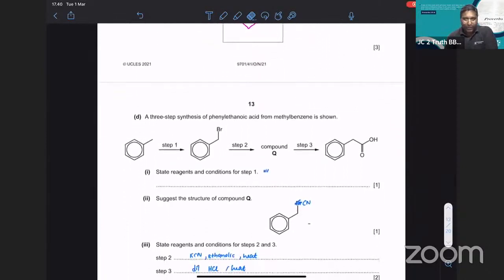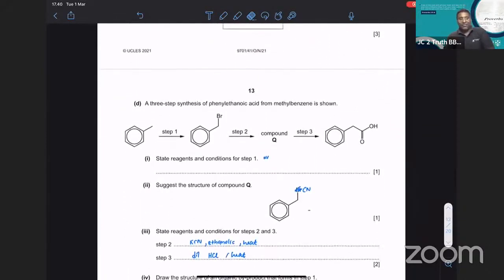Now, a three-step synthesis of phenylethanoic acid from methylbenzene is shown. You have the methylbenzene, which of course has CH3. You see the carbon: one of the H in CH3 is going to be replaced by Br.